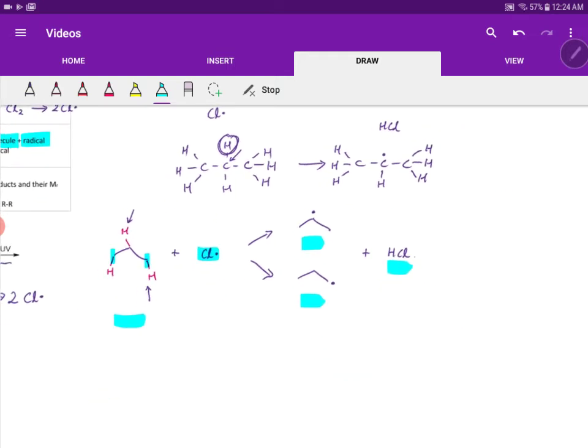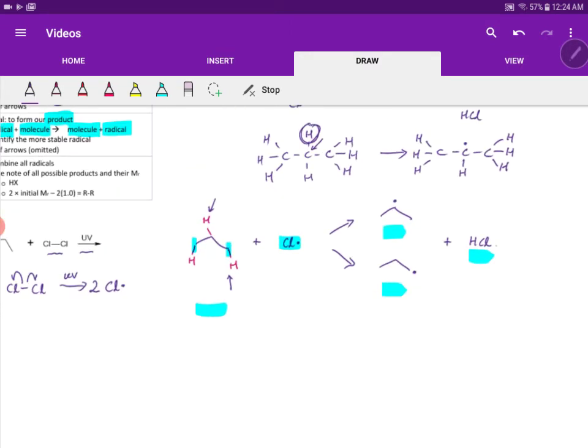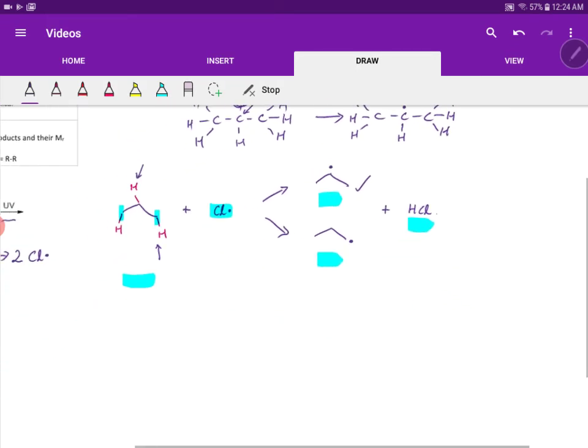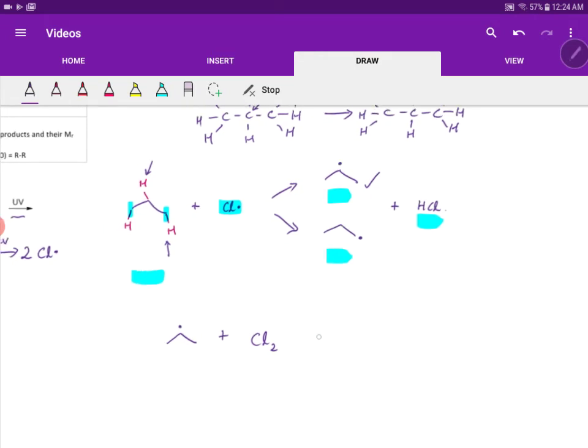But of course, this does not give us our product. It does not achieve our goal, so we have to continue. Let us pick this radical here. I'll explain why I pick this radical later on. With this radical, I will now react with another molecule, this time with the Cl2 that's present, because this is the only way that I can form my product. I will get Cl attached here plus a Cl radical. Once again, radical plus molecule gives you molecule plus radical.